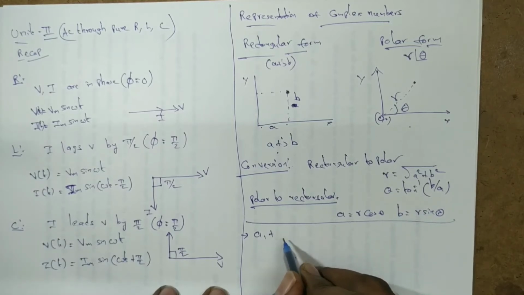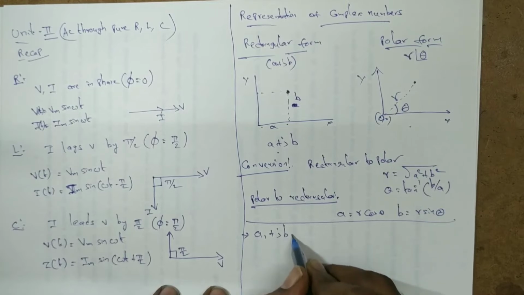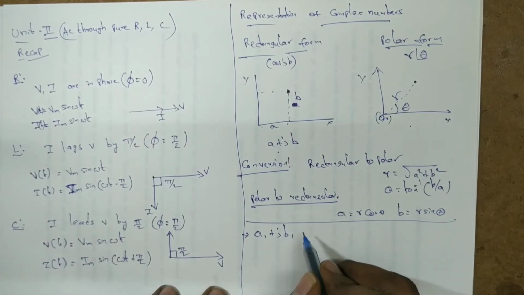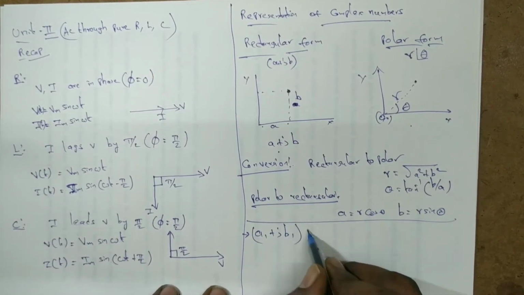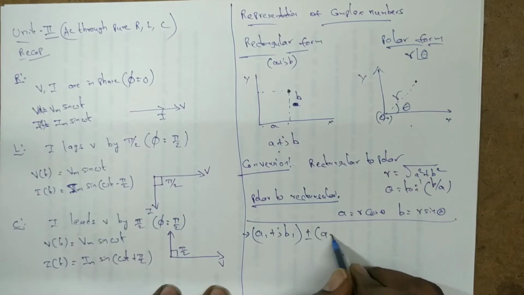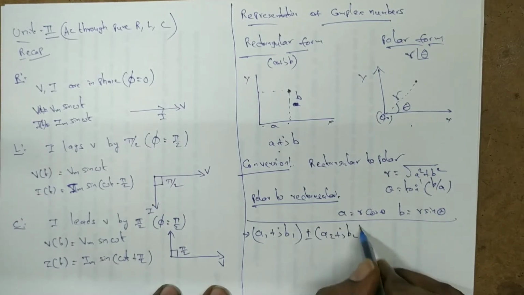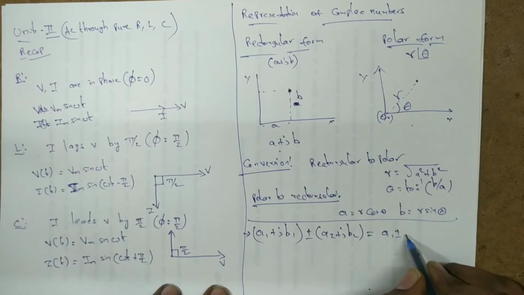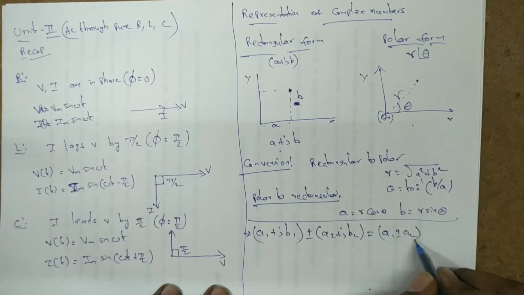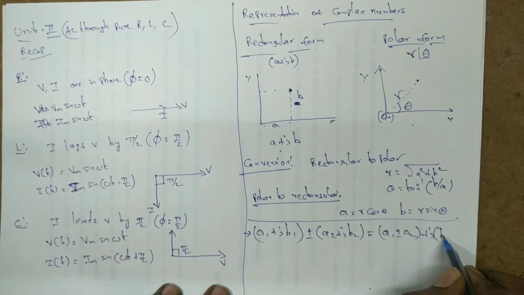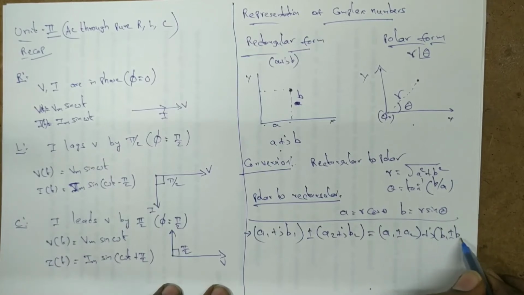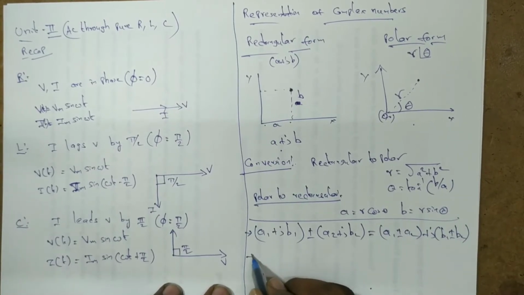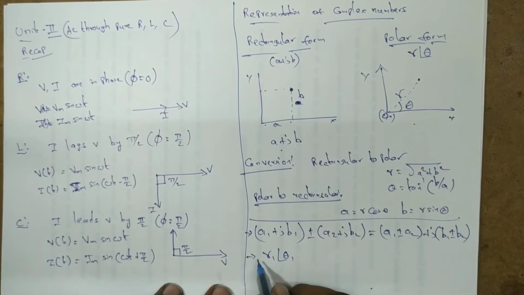Now let us consider adding two numbers, which we should convert into rectangular form. That is, let us consider two rectangular numbers, a1 plus jb1, plus or minus, that is addition or subtraction, a2 plus jb2. When we are adding or subtracting, the resultant value will be a1 plus or minus a2, plus j times b1 plus or minus b2. If we are adding, plus, and if we are subtracting, minus.